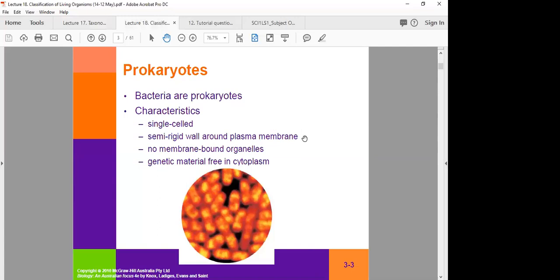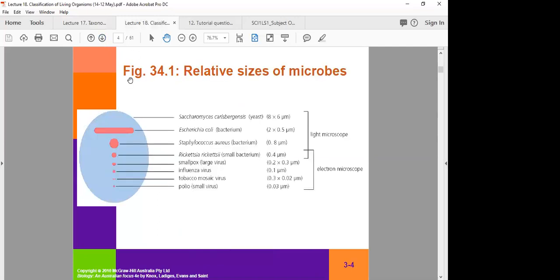Their cells are surrounded by a semi-rigid wall. They lack membrane-bound organelles, and their genetic material, that is their chromosome or chromosomes, basically sits free in the cytosol of the cell, not enclosed within a nucleus. Bacteria are incredibly diverse in terms of their habitat, in terms of how they function, and of course in terms of size. So let's just put that into perspective.